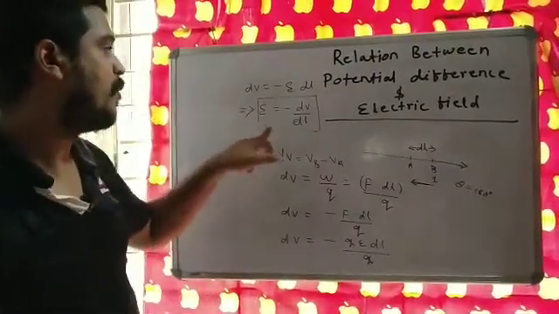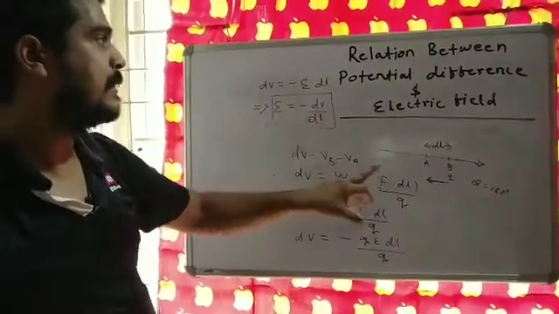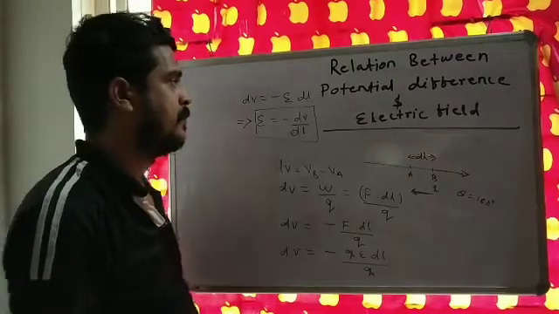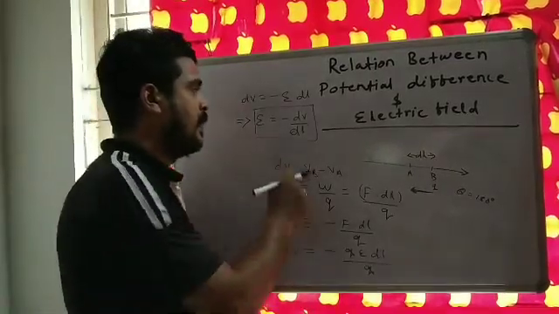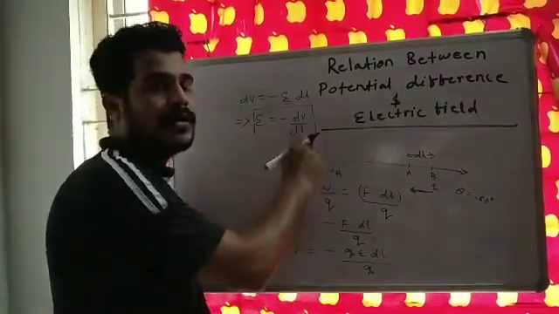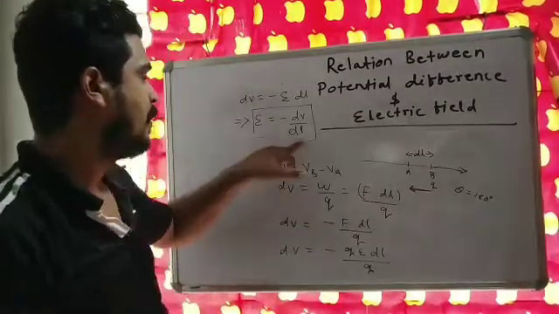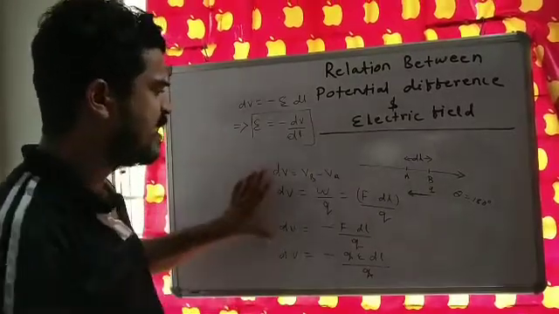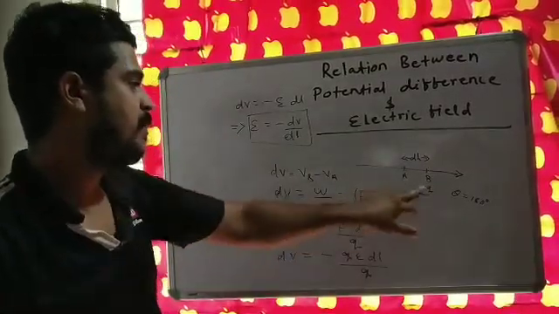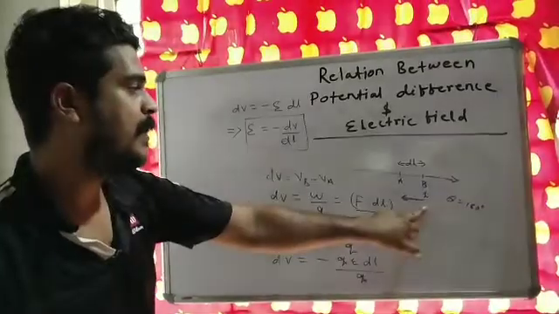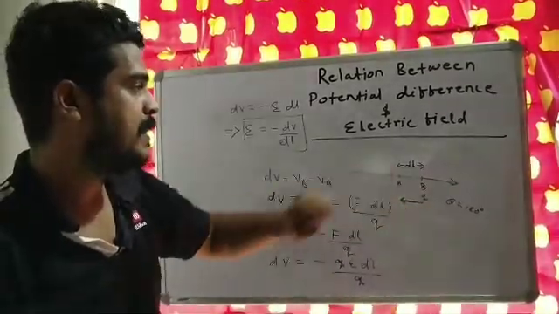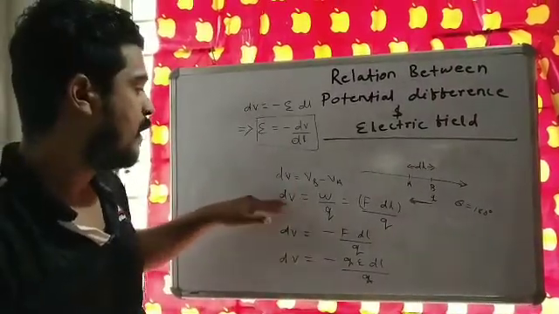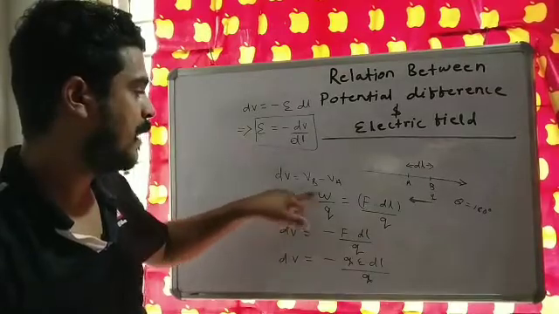This is the important formula where they will ask you to find the electric field, E equal to minus dV upon dl. This is a very small derivation. You have to write it like this: I am taking a charge from B to A over a distance dl. The potential difference is dV, which is VB minus VA, and the definition of potential difference is work done upon charge.